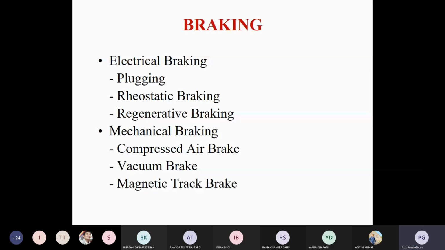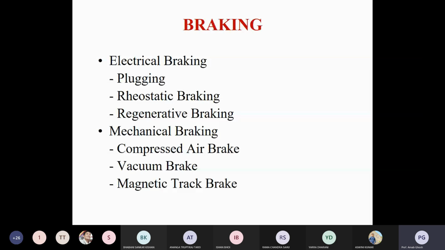Braking means reverse operation of your motor. Reverse braking means again the operation of the motor. So motoring operation and reverse means reverse motoring operation; in a single word, it is braking operation. In motoring operation you can understand the characteristics of the motor. But in braking operation, for the mainline locomotives' tractive effort, we normally give more thrust to regenerative braking.